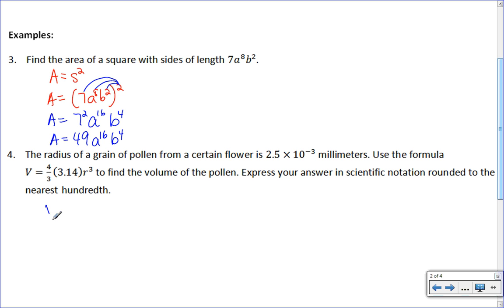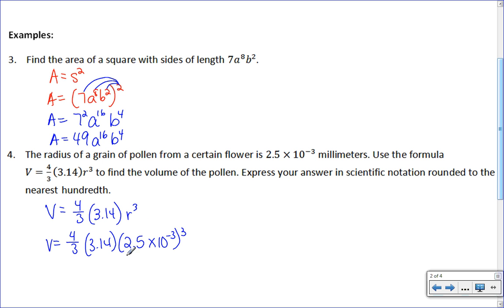Okay, so we're going to use this formula. V equals 4/3 times 3.14 times r to the 3rd. So we want to find the volume of the pollen. We know the radius, r, is 2.5 times 10 to the negative 3. So let's replace the r in the formula with 2.5 times 10 to the negative 3rd. Notice in the formula this is r cubed, so we have the radius cubed.